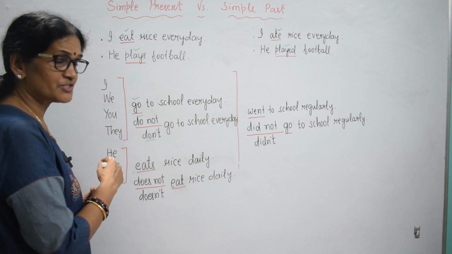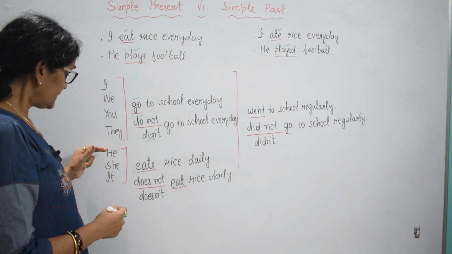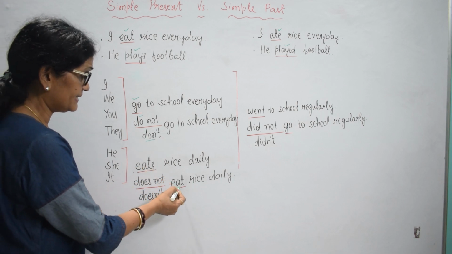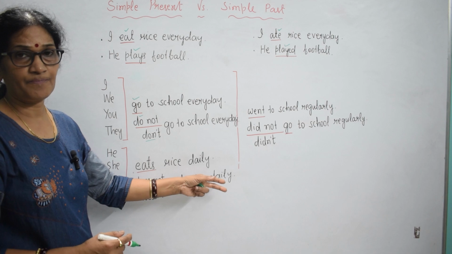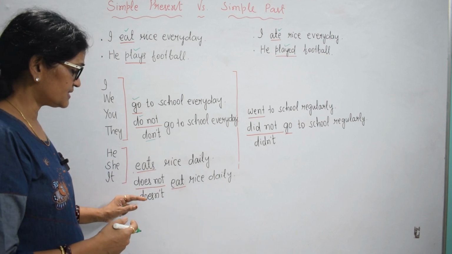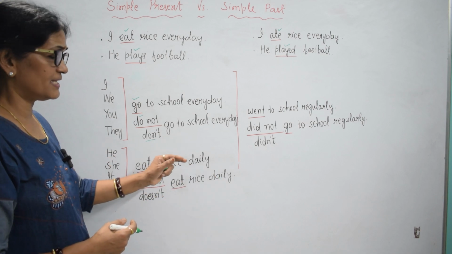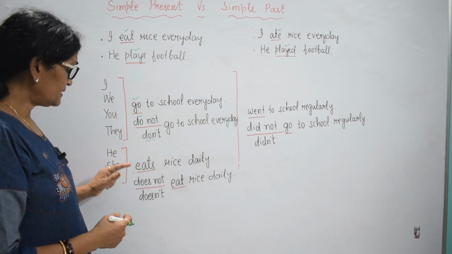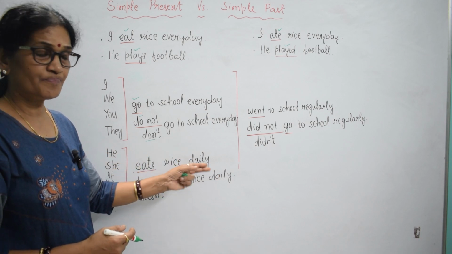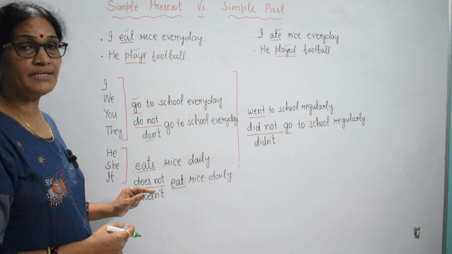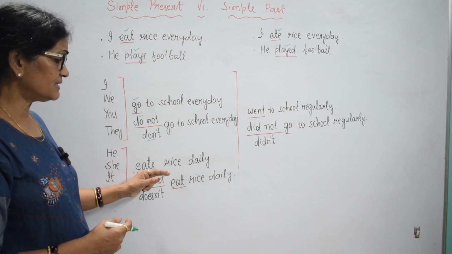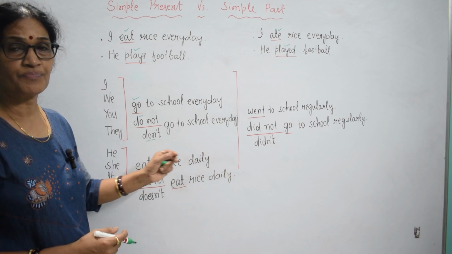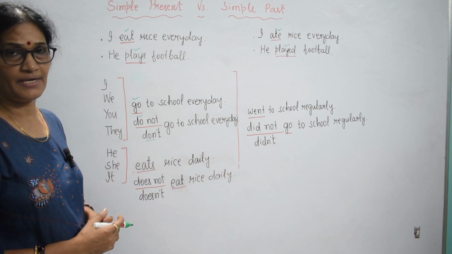Its negative form: does not. He does not eat, not eats. He does not eat rice daily. Or the contracted form doesn't. He doesn't eat rice daily. She does not eat rice daily or she doesn't eat rice daily. It does not eat rice daily or it doesn't eat rice daily.